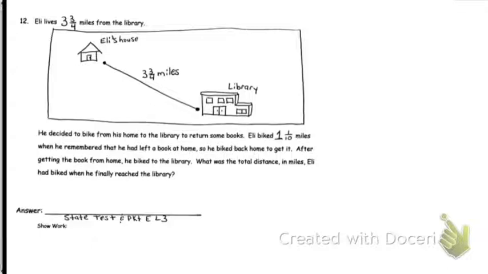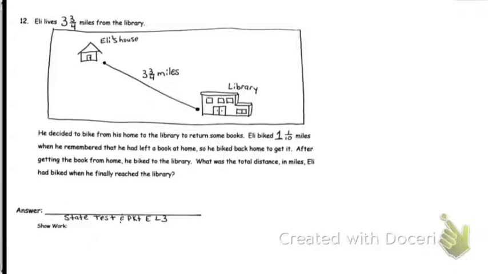So I picture when he gets back home, he runs inside. I don't know why, but I picture the book underneath his bed on the floor in his bedroom. He grabs it, runs back outside, sticks it in his backpack, gets on his bike, and he rides back to the library. The question says, what's the total distance in miles Eli had biked when he finally reached the library?